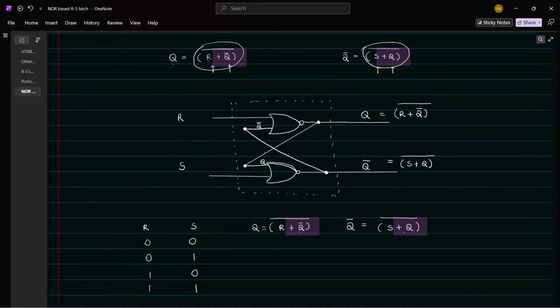Okay, opposite of Q previous. We don't know what Q previous is, but the logic circuit, the system that we have come up with, works for any Q previous. Okay, that's how it's going to work.